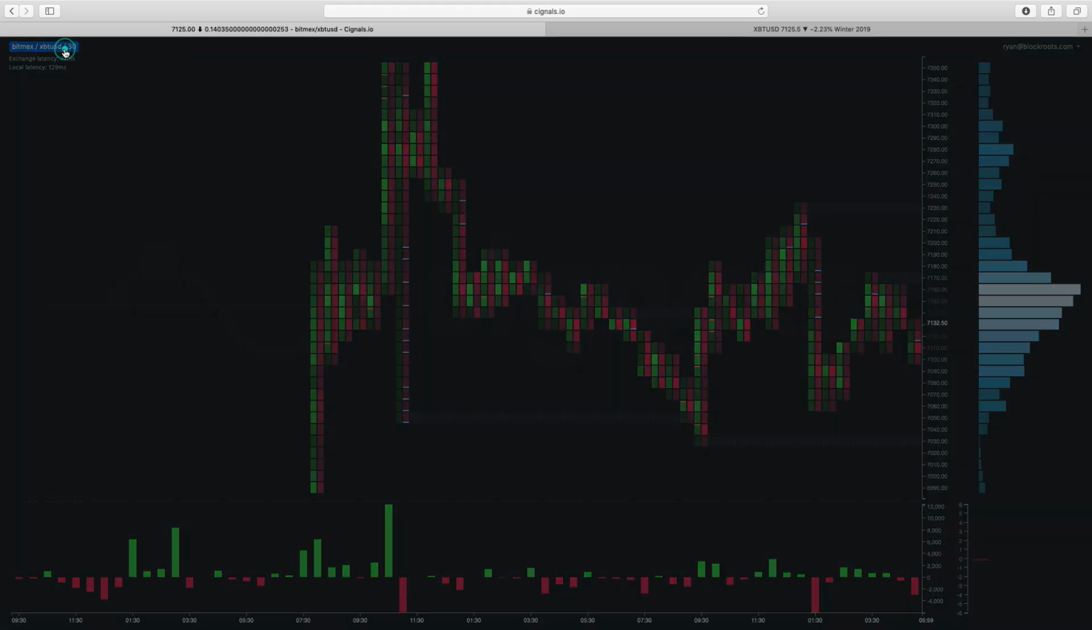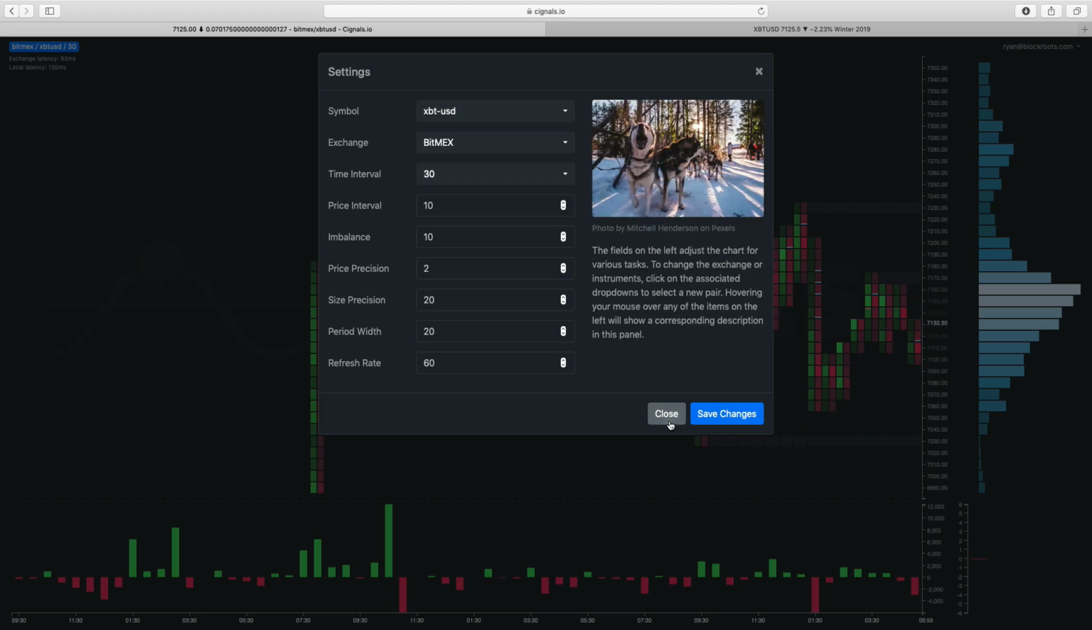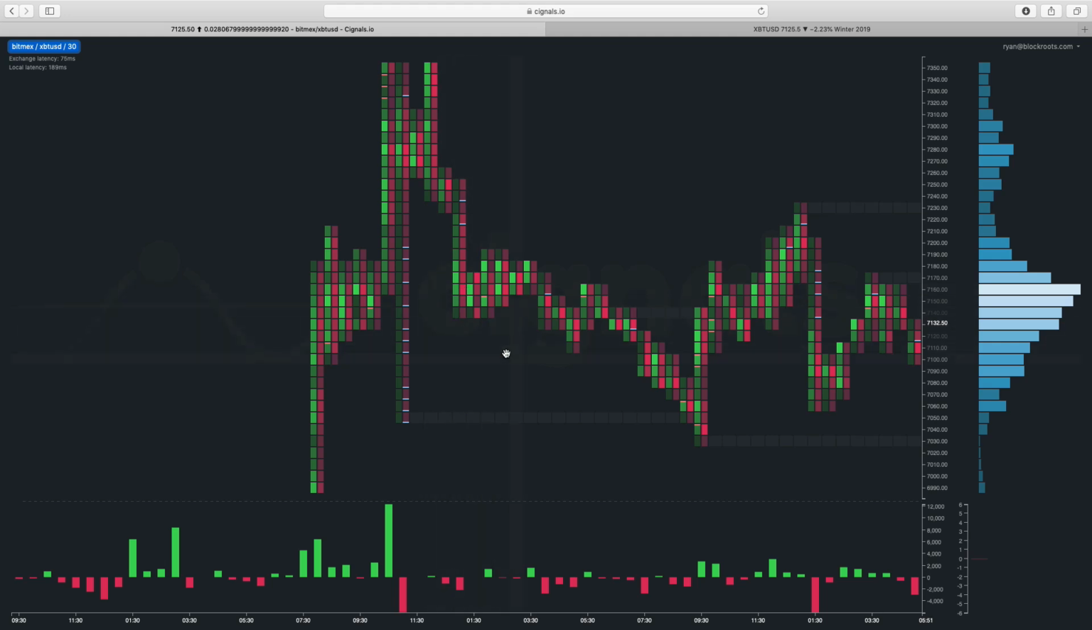Now, these lines that you're seeing within some of these boxes are where your imbalances are. And you can adjust these settings. Right now we have an imbalance of 10, so a multiple of 10. That means 10 times the amount of volume occurred between buyers and sellers, or maybe 10 times the amount of selling versus buying, or 10 times the amount of buying versus selling.